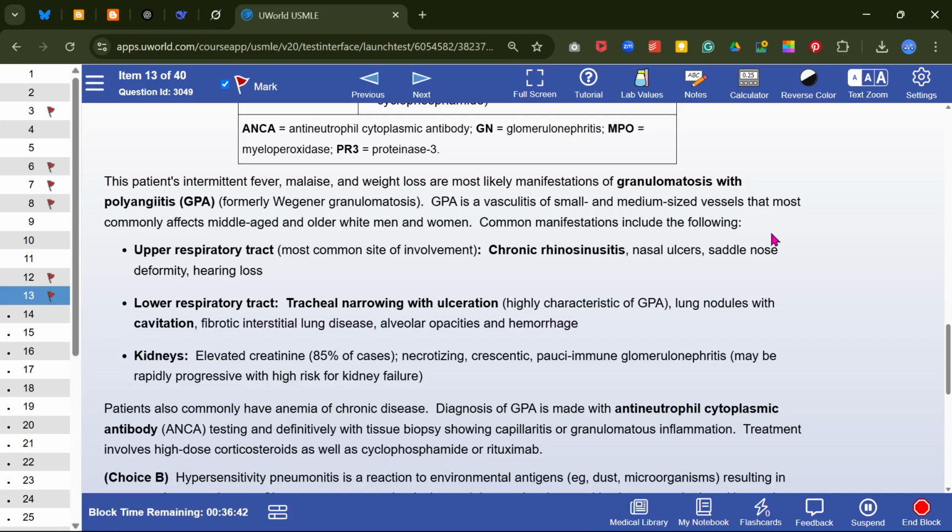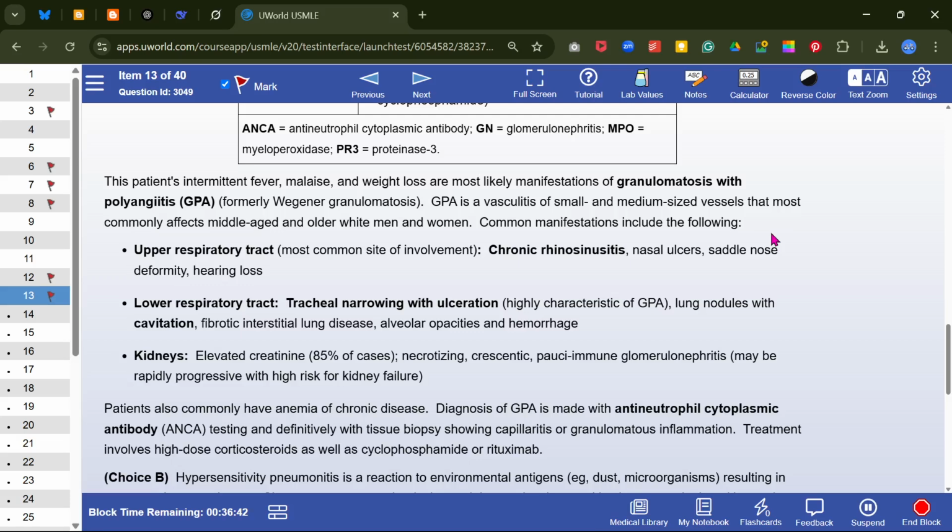Lower respiratory tract: tracheal narrowing with ulceration, highly characteristic of GPA, lung nodules with cavitation, fibrotic interstitial lung disease, and alveolar opacities and hemorrhage. And kidneys: elevated creatinine, 85% of cases, necrotizing crescentic pauci-immune glomerulonephritis may be rapidly progressive with high risk of kidney failure. Patients also commonly have anemia of chronic disease.